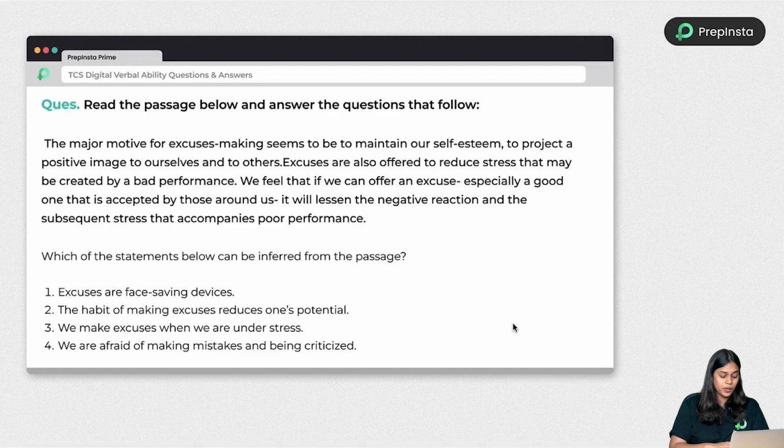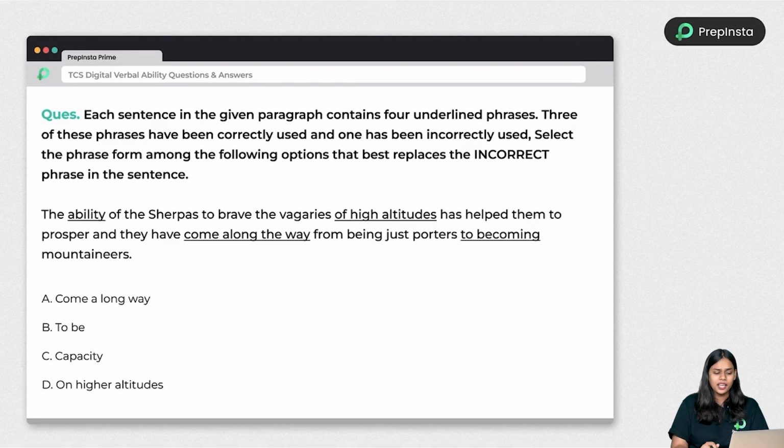Moving forward to the next question. I hope you've got the answer correct. If not, you are learning, you're growing, you're getting better. Okay, next question right over here. Each sentence in the given paragraph contains 4 underlined phrases. 3 of these phrases have been correctly used and 1 has been incorrectly used. Select the phrase from among the following options that best replaces the incorrect phrase in the sentence.